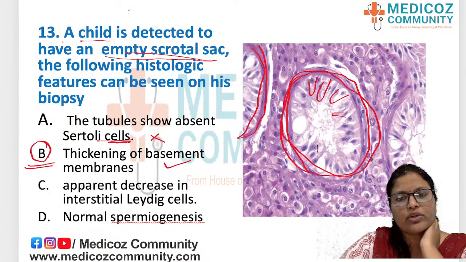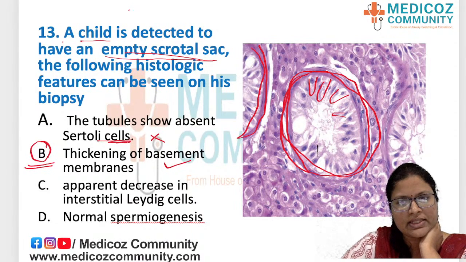Compared to the previous photographs, can you see these interstitial cells? They have increased in number, right? They're compensating, they're increasing in number. So "apparent decrease" is a wrong statement.